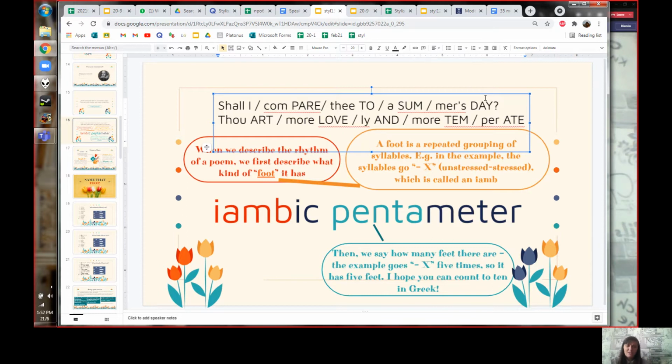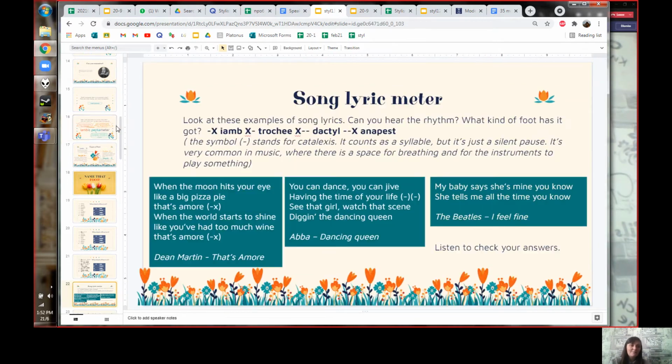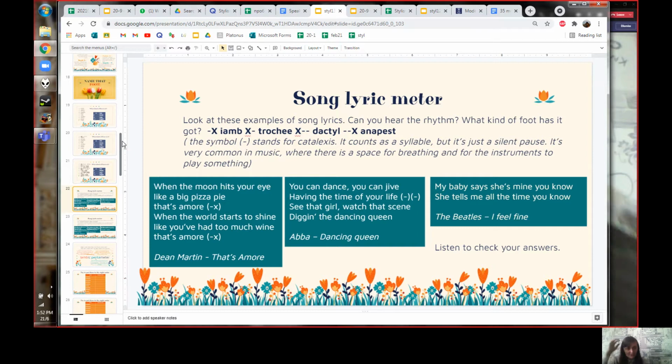So when you read the poem, you are looking for not just the individual word stress, but the stress of the whole sentence. To practice this, I'd like us to look at some song lyrics. Here you go, there are three songs. For each one, we have to say what kind of foot is in the song lyric. Let me show you how clear it is. This is a song about love. It's called That's Amore. When we read this song, I would like you to read it in each different rhythm. You should tell me which rhythm sounds right.